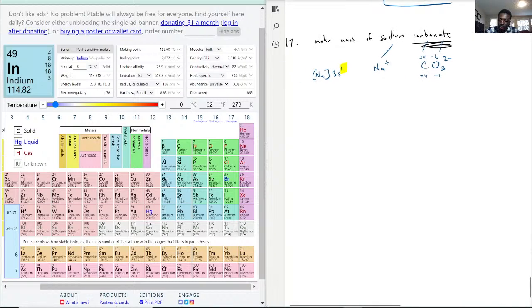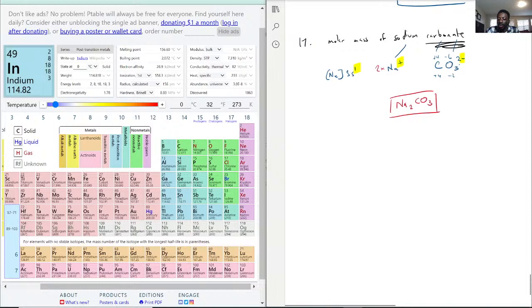So with that being said, now we have 2 minus for the charge and +1 for this charge. So we need to balance this out. We need to multiply this times 2 to make sure we have a net charge of 0, which makes it no charge. So that'd be Na2CO3, and this right here is the formula for sodium carbonate. But we're not done. It's asking for the mass of it.